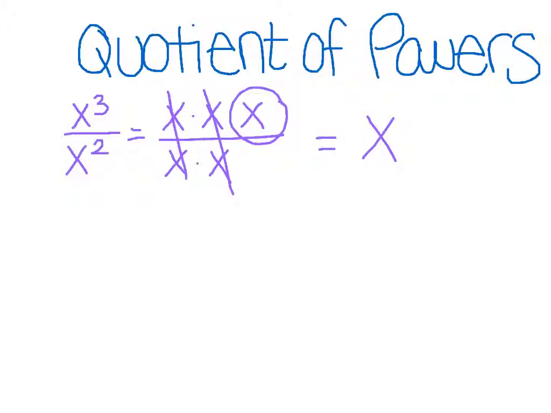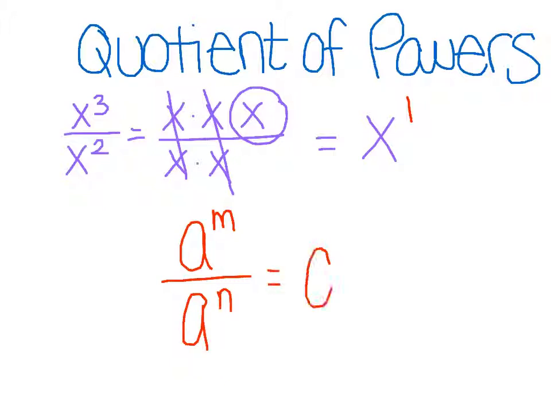However, if you notice the exponents, 3 and 2, 3 minus 2 equals 1, and this has a power of 1. So our rule for the quotient of powers is a to the m divided by a to the n is going to equal a, so keep the base. Notice that they have to have the same base. Keep the base and subtract the exponents.